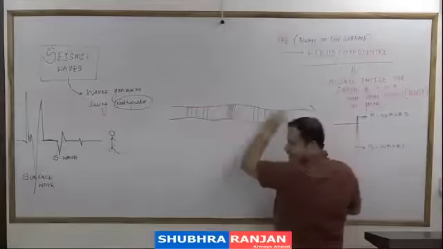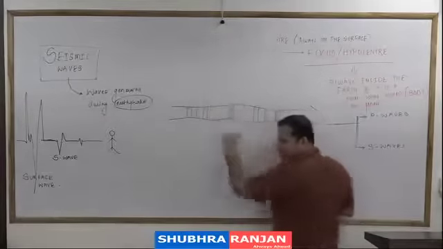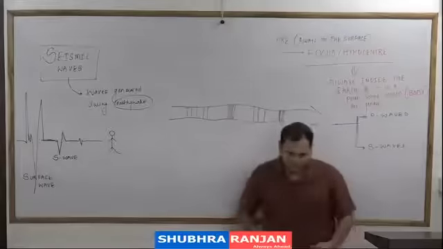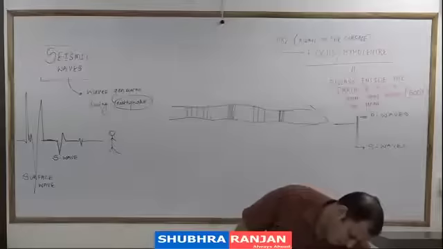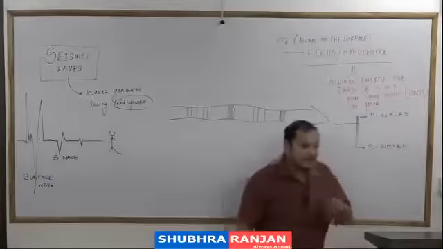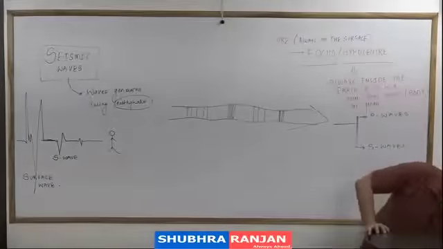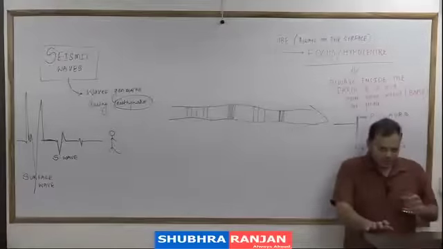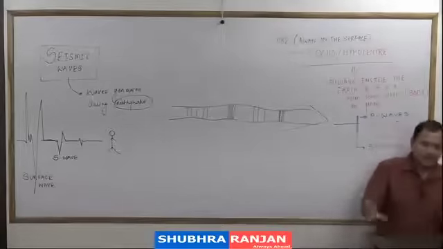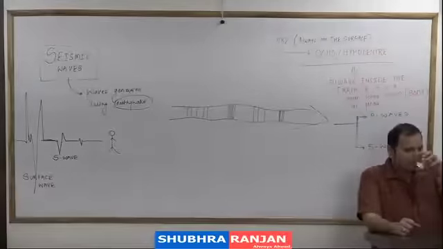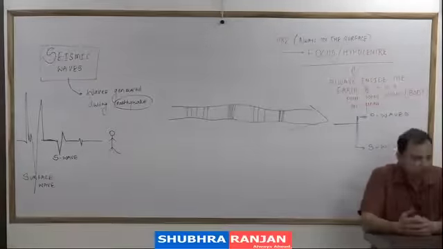So the rock will move like this, parallel, and perpendicular means the rock will move like that. So what is happening here? Parallel, resulting in what I said: deformation of the rocks, where rocks move parallel to the direction of wave propagation.